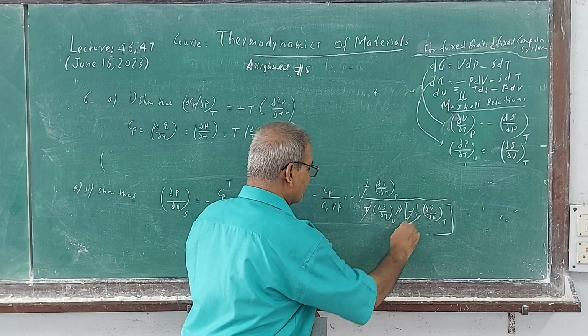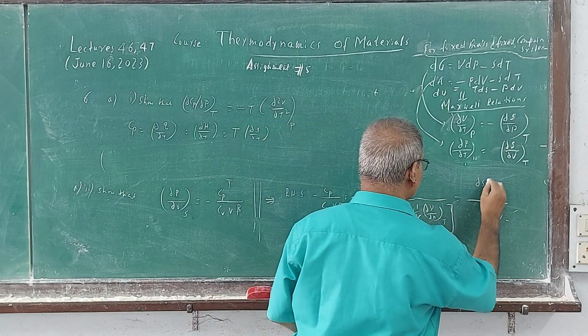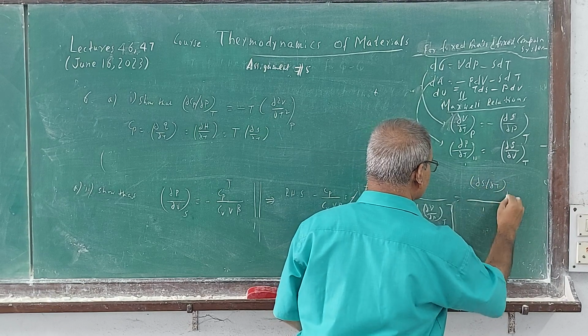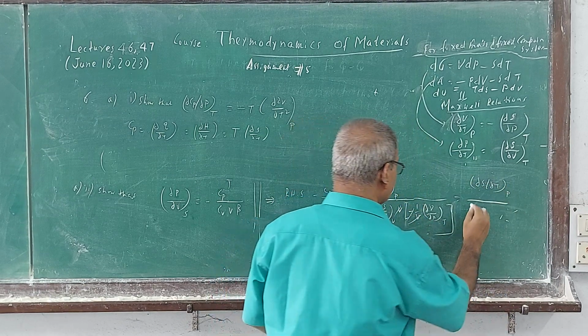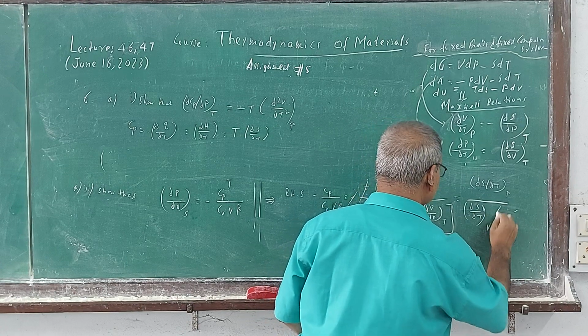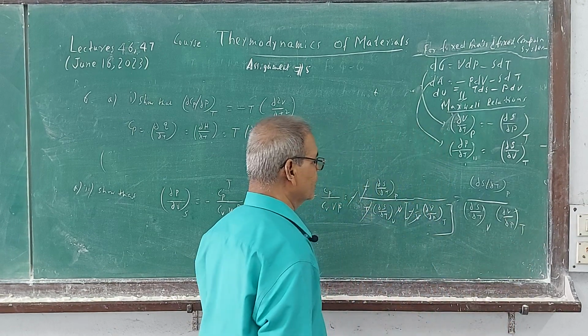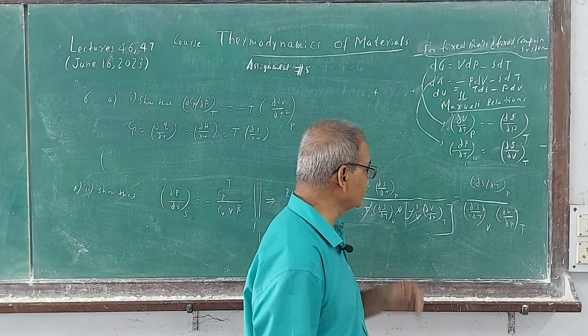V, cancel, minus, cancel. So tidy up. Write nicely: del S del T at constant pressure. And what is del S del T at constant volume? Del V del T at constant temperature. Okay, let us do one thing. How to use this? Follow this.